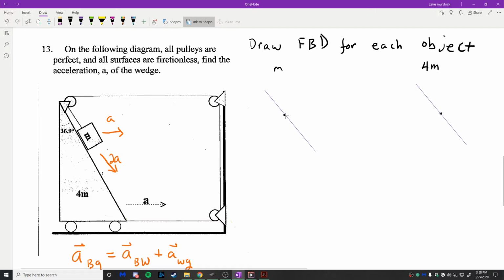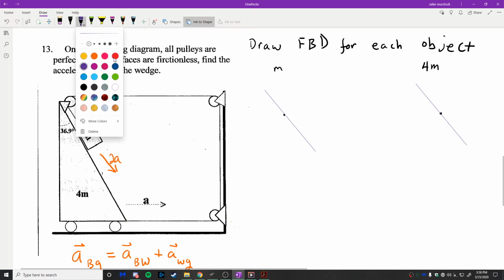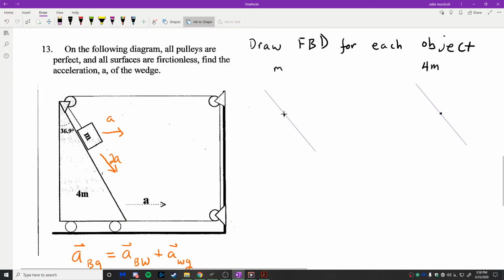Okay, hopefully you guys have gotten some of these forces written on here. I'm going to try to start drawing them on the screen now. So the little block M is going to have 3 forces. It's going to have a tension. We'll use red for the forces. So there's going to be a tension, pointing back up the ramp like this.